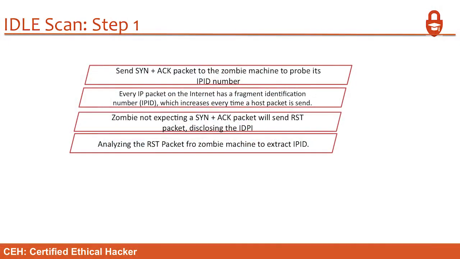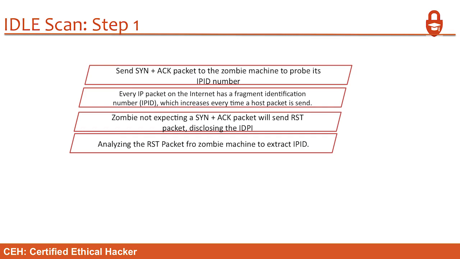Okay, so now let's jump in. We're going to send it a packet with the SYN and the ACK flag set. And then it's going to talk to us, so we're going to get some information about its IPID, the sequence number. Every packet on the internet has a fragment identification number, or an IPID, okay? It's the fragmentation identification number, which increases every time a host sends a packet or receives a packet, right?